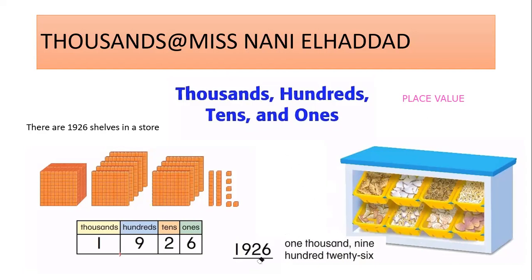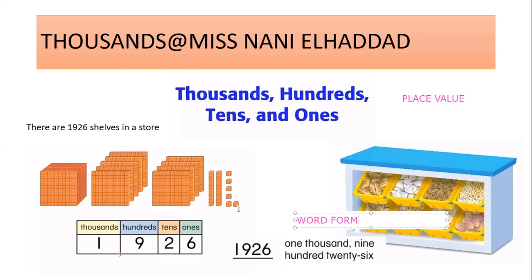We can write it like this. 1,926. This is the standard form. This is the word form. And what is this? This is the chart. Okay, so we write the ones is 6, the tens is 2, the hundreds is 9, the thousands is 1.